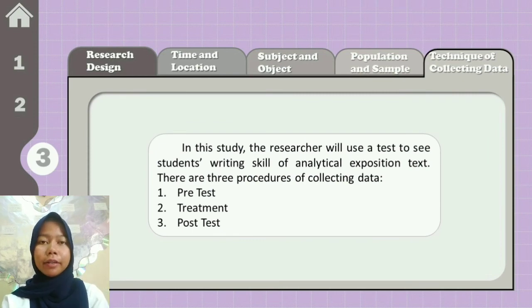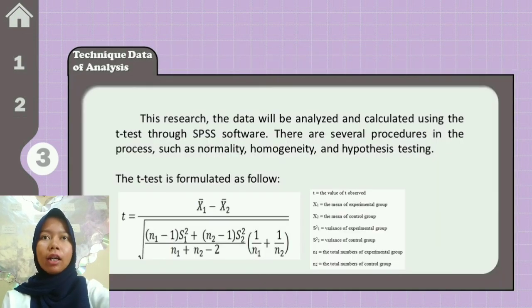In this study, the researcher will use a test to see students' writing skill of analytical exposition text. There are 3 procedures of collecting data. The first is pre-test, the second is treatment, and the last post-test. Okay, about technique of data analysis. In this research, the data will be analyzed and calculated using the t-test through SPSS software. There are several procedures in the process, such as normality, homogeneity, and hypothesis testing.